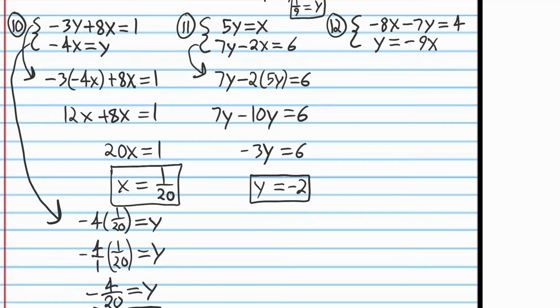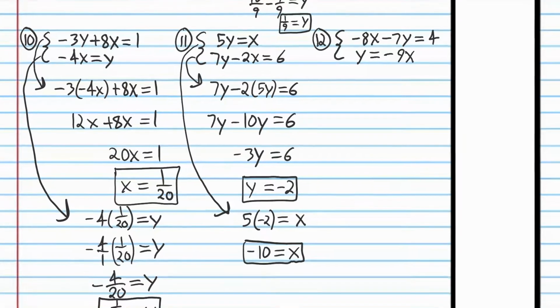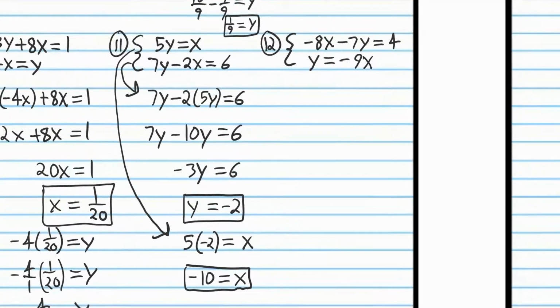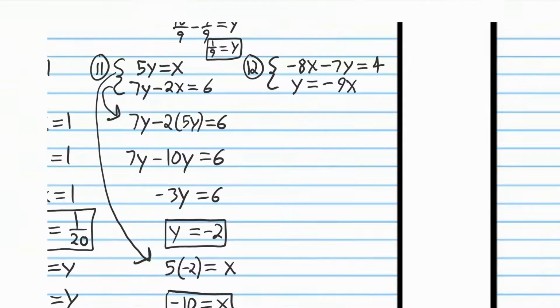So now we draw an arrow from this equation, and please draw your arrows. You need to be drawing your arrows. If you didn't do that, go back and draw them. And we just plug in y to that equation. And x must be negative 10. So if you got negative 10 and negative 2, good job. All right, try number 12, and when you come back, we'll do it together.